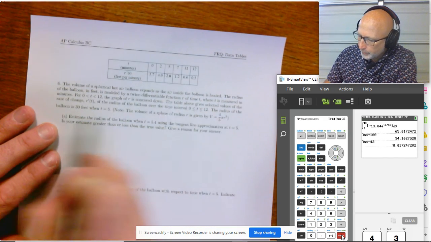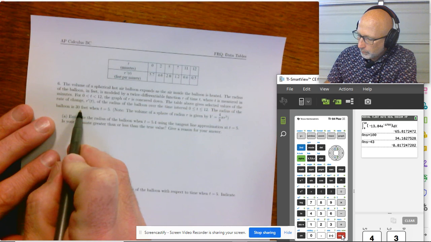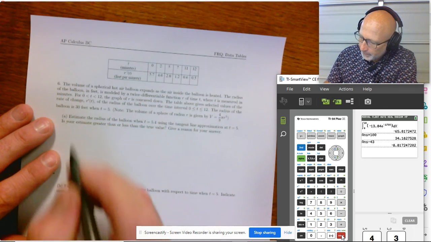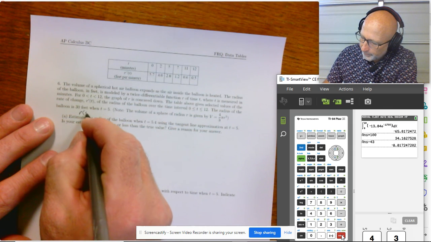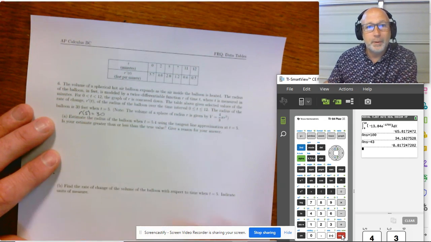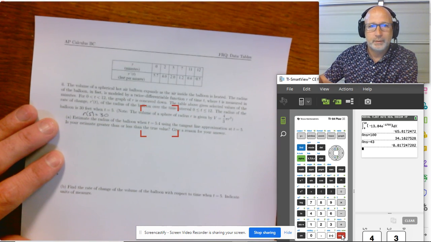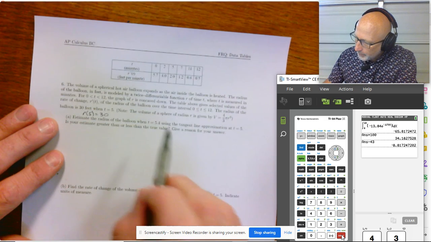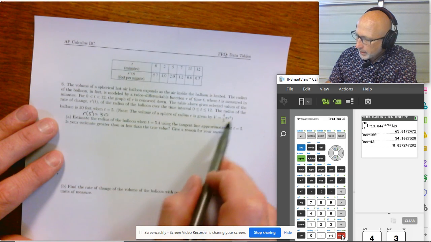Okay, the radius of the balloon is 30 feet when t is equal to 5. Well, that's a coordinate, right? So I know r of 5 is equal to 30. They're giving me a point. I bet you in a little bit they're going to ask me to find a point. Okay, and we know how to do that. The volume of the sphere of a radius is given by that equation.